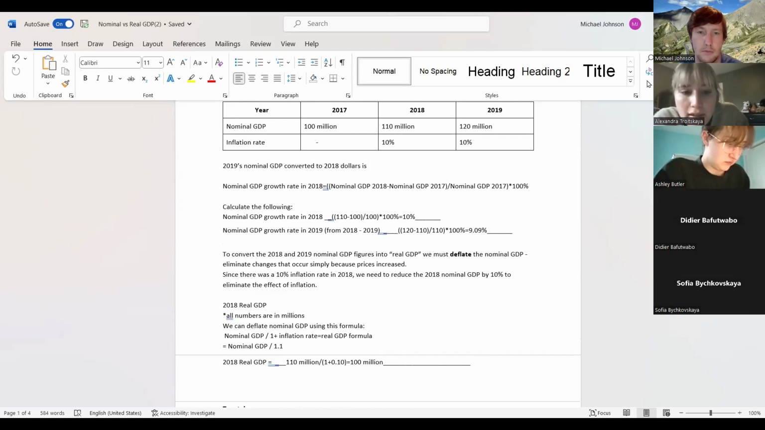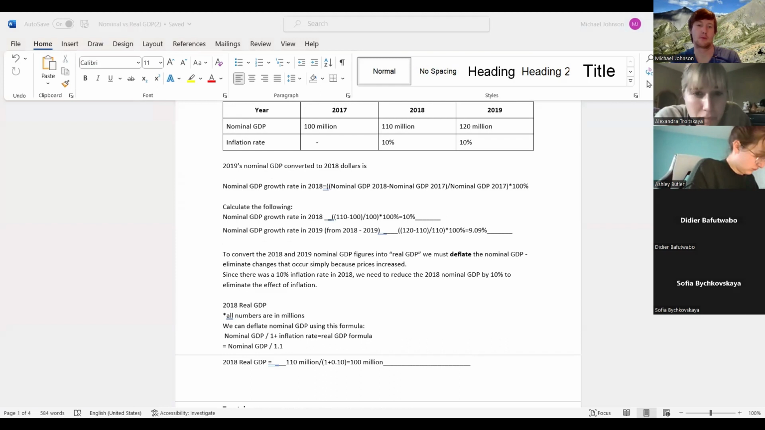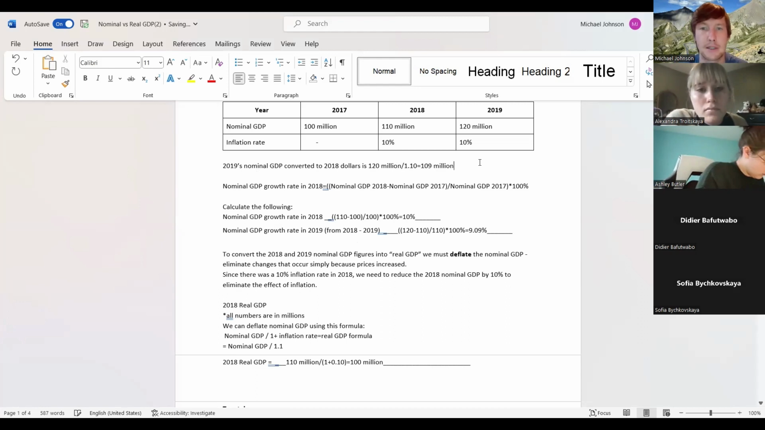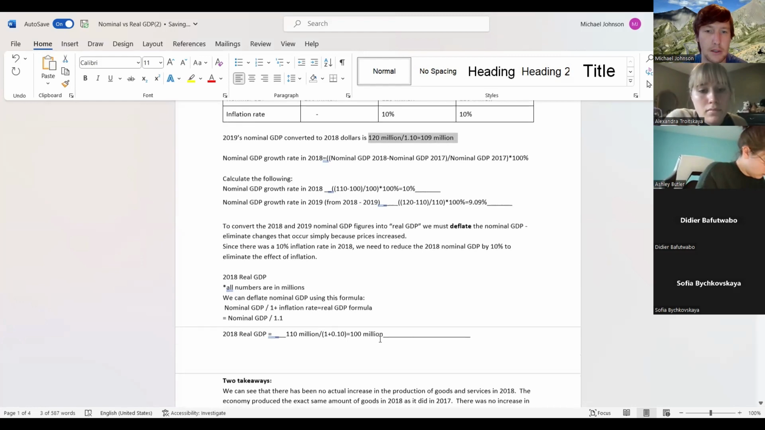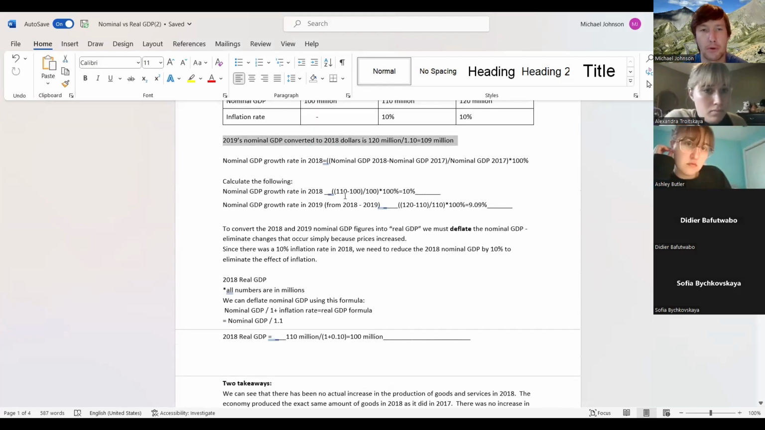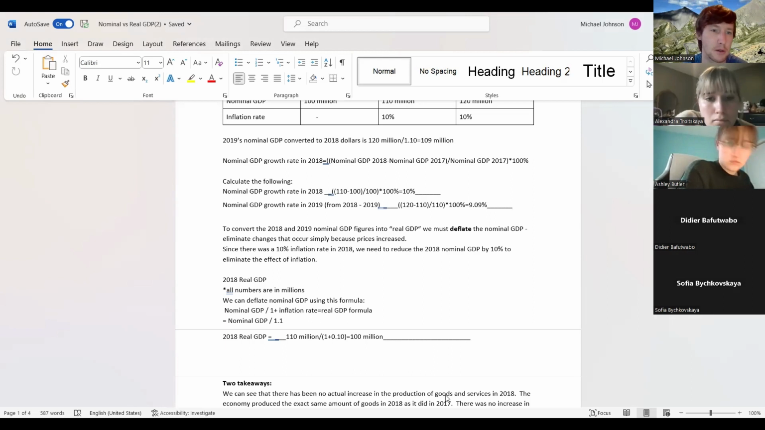So do we have to use the same formula and just do nominal GDP divided by the inflation rate plus one? Yes. Okay. So it will be 120 divided by 1.1? Yes. So it will be 109 million? Yes. And the reason why it's not exactly 110 million is because this is exact, and what we did here, getting this, is an approximation. It's still correct, but it's an approximation, while this is exact, but both are correct. Yeah, you can calculate it either exactly or approximately. You could do either.